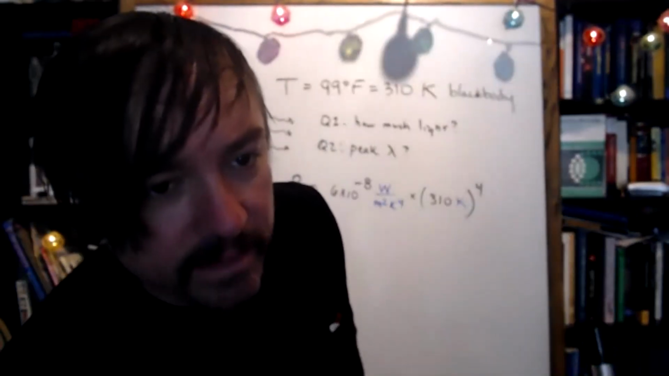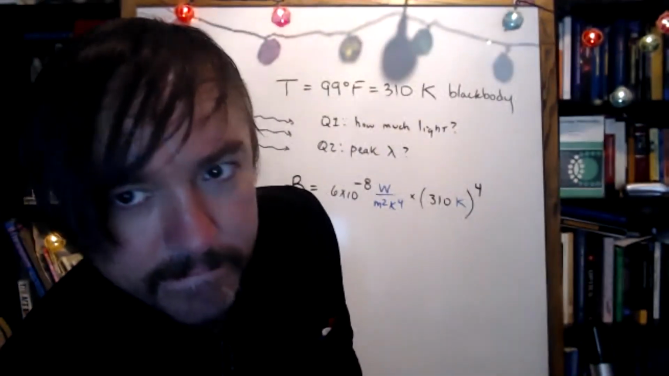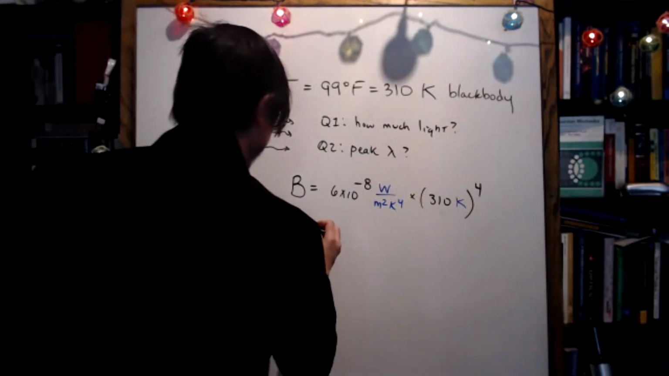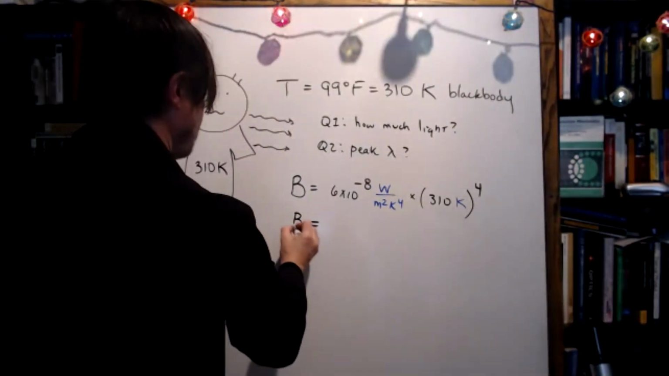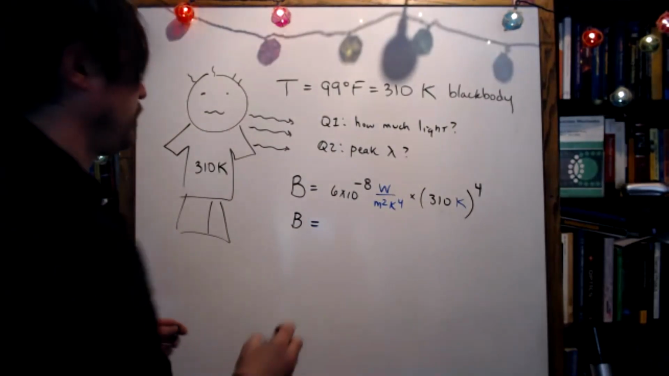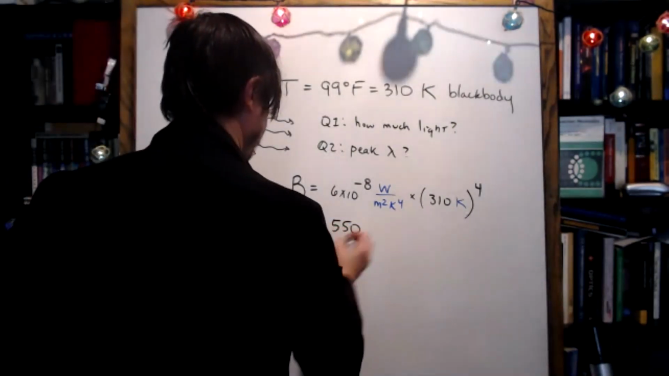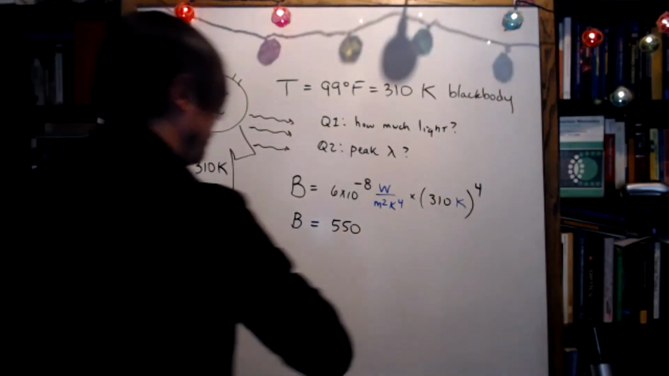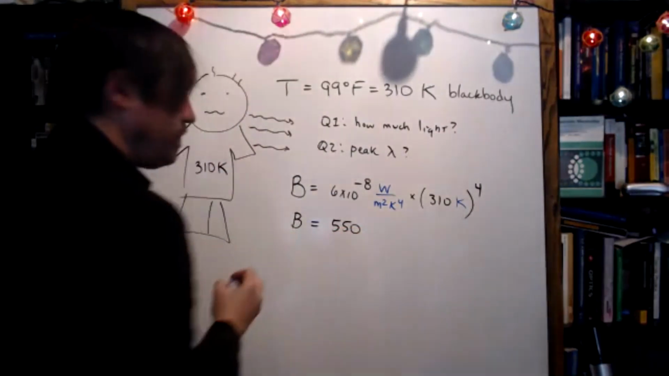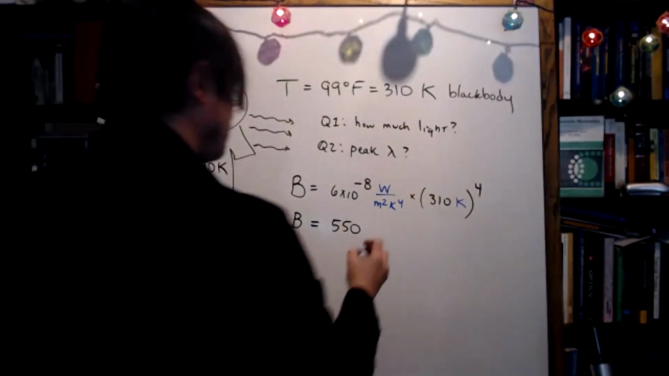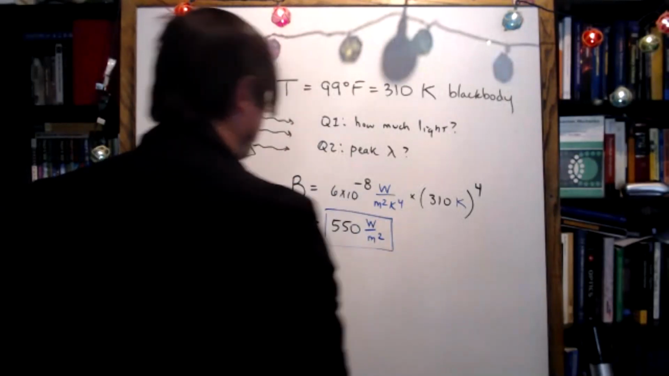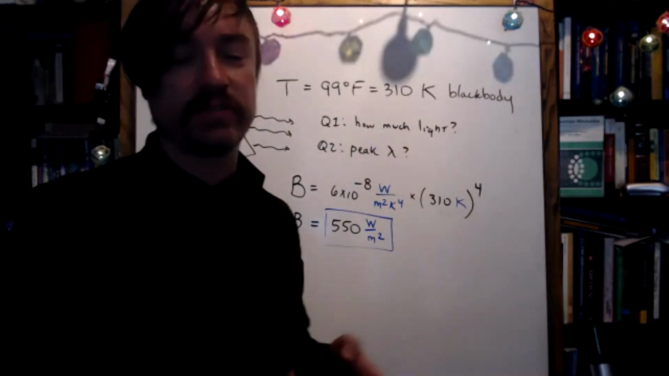What is my brightness? Students? 2 sig figs. 550. 550 what? Okay, so I have a brightness of 550 watts per meter squared.